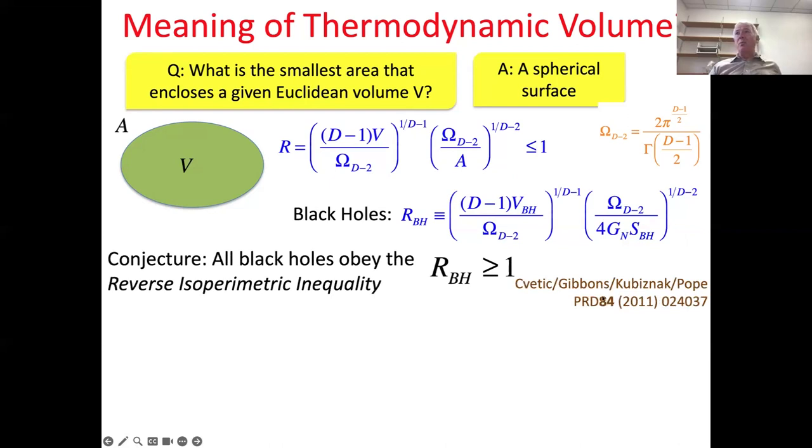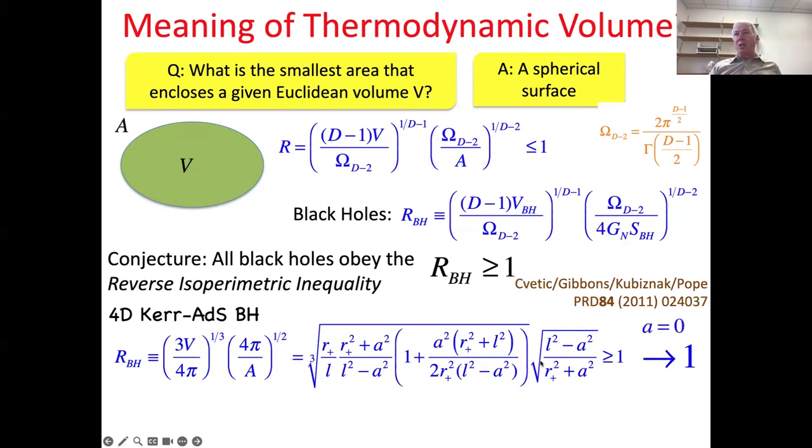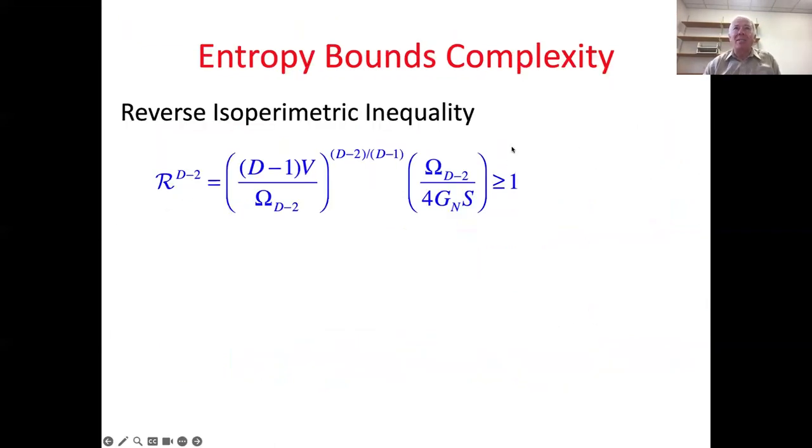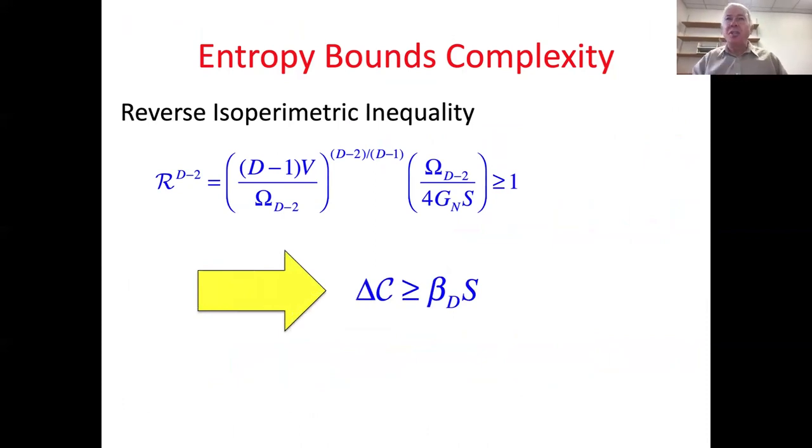And Cvetič, Gibbons, Kubizňák, and Pope conjectured that all black holes obey a reverse inequality where this is larger than one. And for a 4D Kerr-AdS black hole, you get this thing when you compute this quantity, and you can show it is bigger than one and approaches one as the rotation goes to zero. So the thermodynamic interpretation is that the entropy of a black hole is maximized by Schwarzschild-AdS. So what this means for complexity is that entropy bounds complexity. And in fact, this reverse isoperimetric inequality shows the change in complexity is always going to be larger than or equal to the black hole entropy.